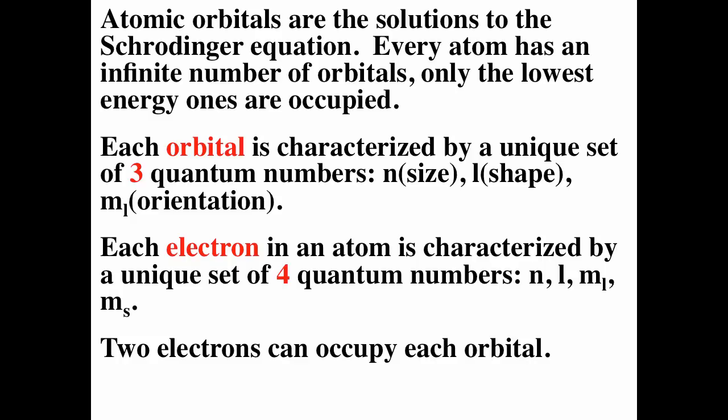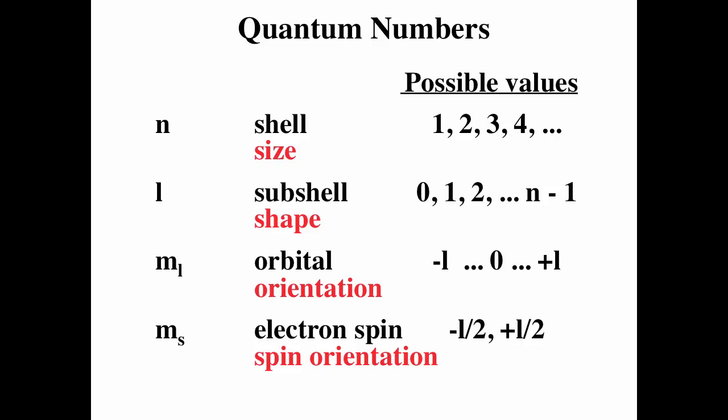And so orbitals have a unique set. Each orbital has a unique set of 3 quantum numbers, n, L, m sub L. Each electron in an atom has a unique set of 4 quantum numbers, n, L, m sub L, and m sub s. 2 electrons can occupy each orbital. And so 4 quantum numbers characterize each electron. Each electron in an atom has a unique set of these 4 quantum numbers.